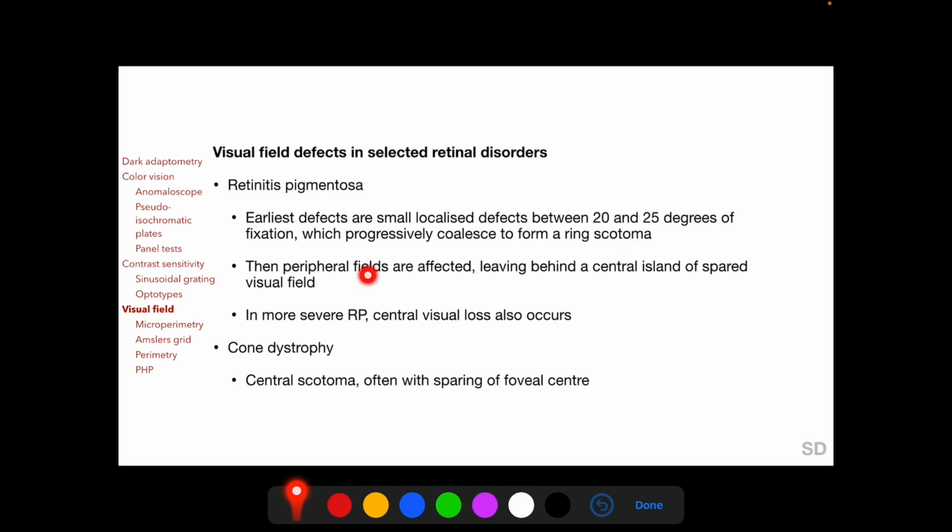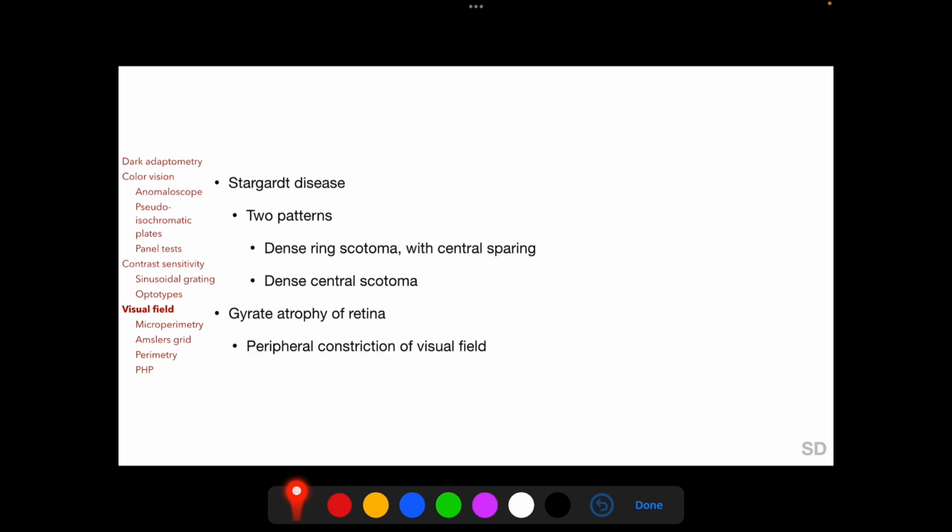Then the portion of the visual field peripheral to this ring scotoma is affected, leaving behind a central island of spared visual field, and in very severe retinitis pigmentosa, the central field is also lost. Cone dystrophy shows a central scotoma on visual field testing, often with sparing of the foveal center. Stargardt's disease shows two patterns of visual field defects. One is a dense ring scotoma with central sparing, and the other is a dense central scotoma.